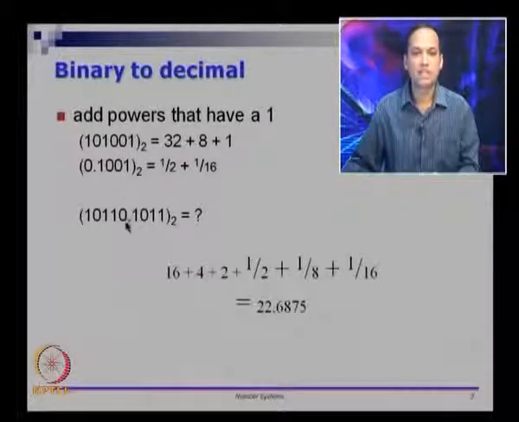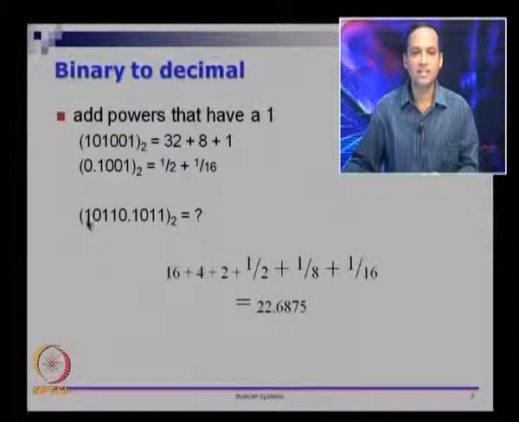So if you start from here, this is 2 power 0, this is 2 power 1, so we have the 2 term here, then this is 2 squared, so we have 4, 2 power 3 will be missing, and then you will have 2 power 4. So the first 3 terms are the integer representation, they are 16 plus 4 plus 2, which is 22.